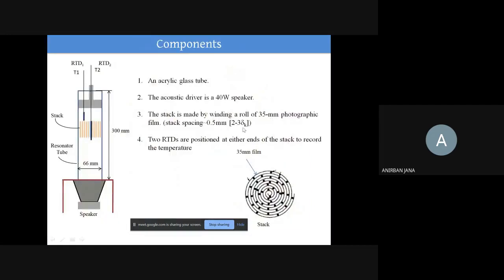So how do you make the stack? You take this photographic film and put wires in between so that you get this spacing. The spacing is of the order of 0.5 millimeters, and it's very critical. You need a proper spacing, otherwise you don't get the effect. We measure the temperatures at both ends using two RTDs, resistance temperature detectors, and you have a speaker at one end.